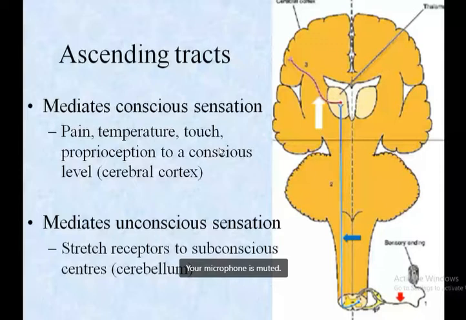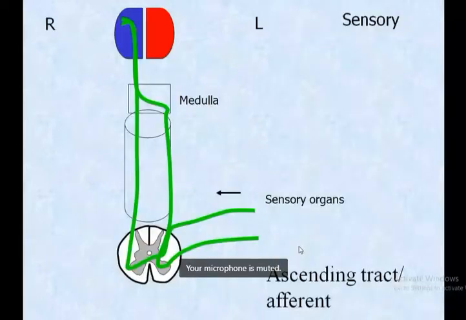Then this ascending tract is also known as afferent tract. So afferent tract or ascending tract carries sensation from different types of sense organs. This different type of sensation from sensory organs is carried with the help of the ascending tract to the higher center, which might be the cerebral cortex or cerebellum. Here we can see two types of ascending fibers. One of the sensations is carried here by these fibers.